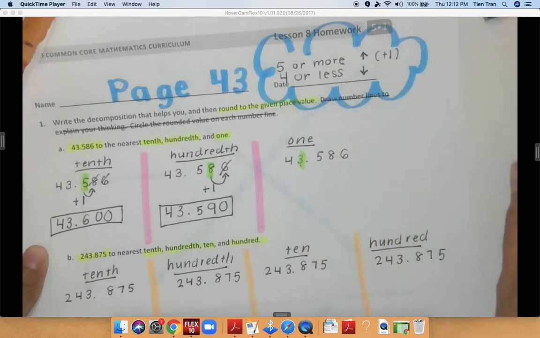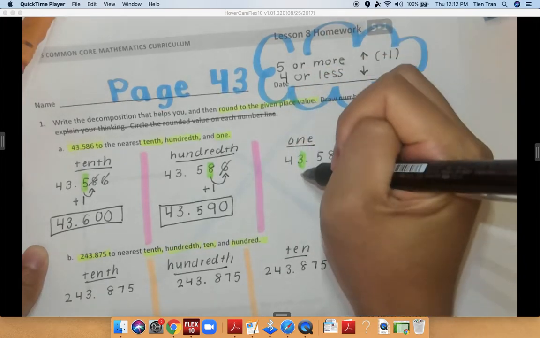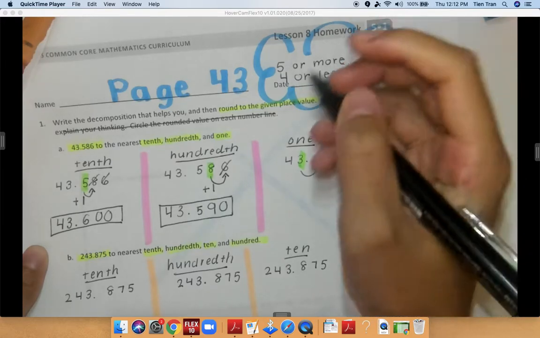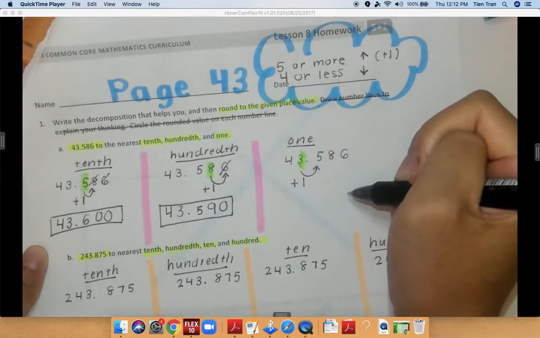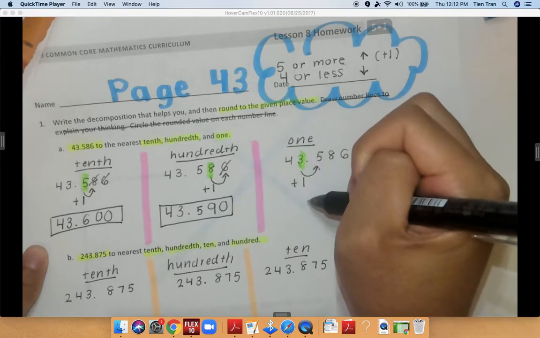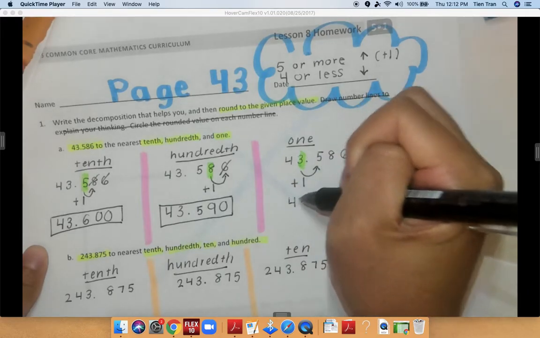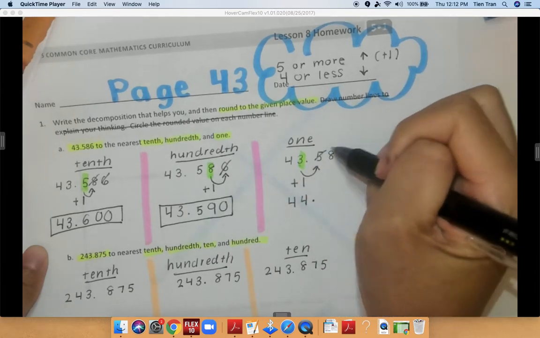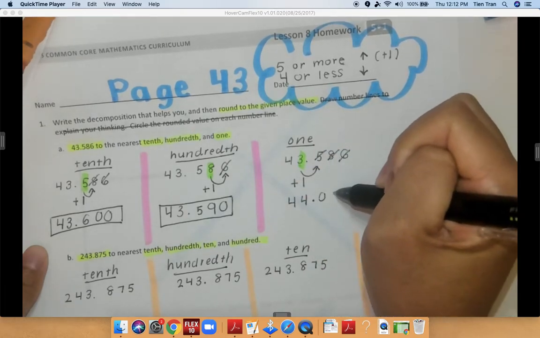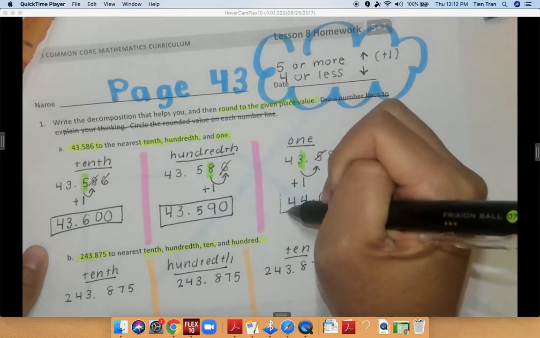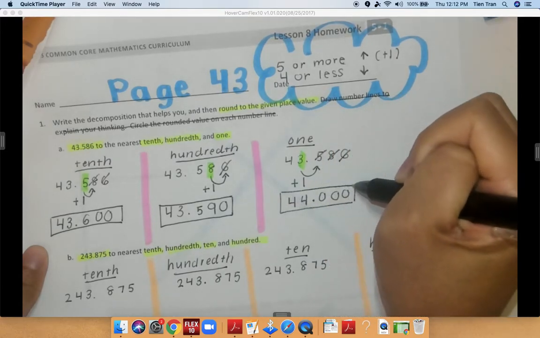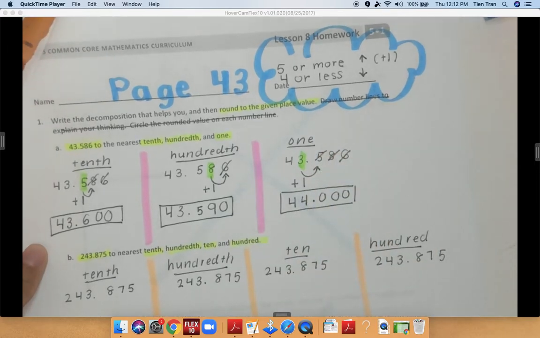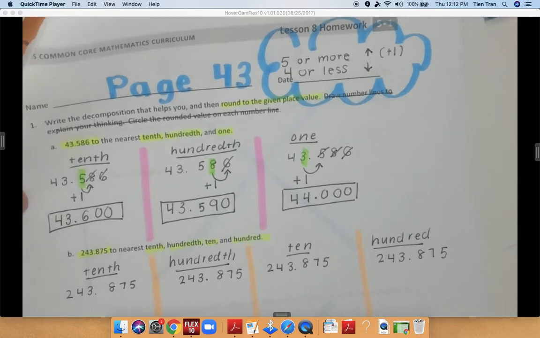Okay, now what if you're rounding to your ones place? Your 3 is in the ones place, okay? Now I'm going to look at my neighbor, and it is a 5. 5 or more, you're going to add 1. So I'm going to add 1 to my 3. 3 plus 1 is equal to 4, and bring the rest of my numbers down on this side. However, on this side, all of my numbers are going to change to zeros. So that means that my answer is 44. You can get rid of the zeros like this, or you can have the zeros. That's up to you. Either answer is correct.